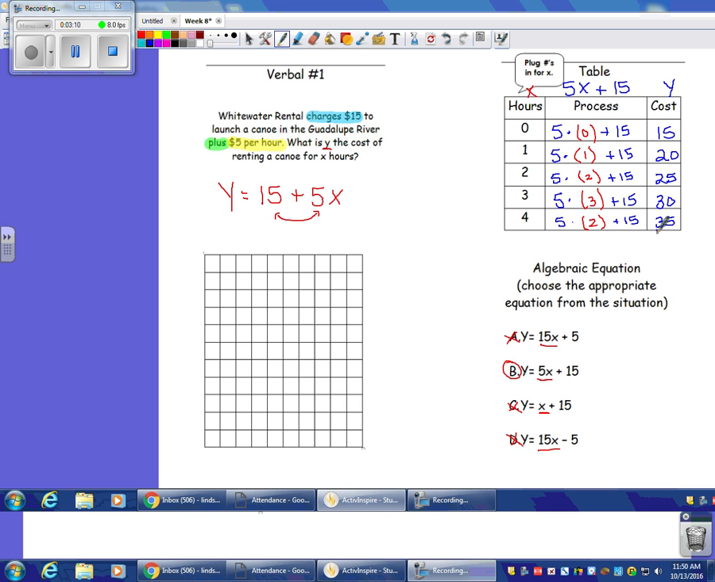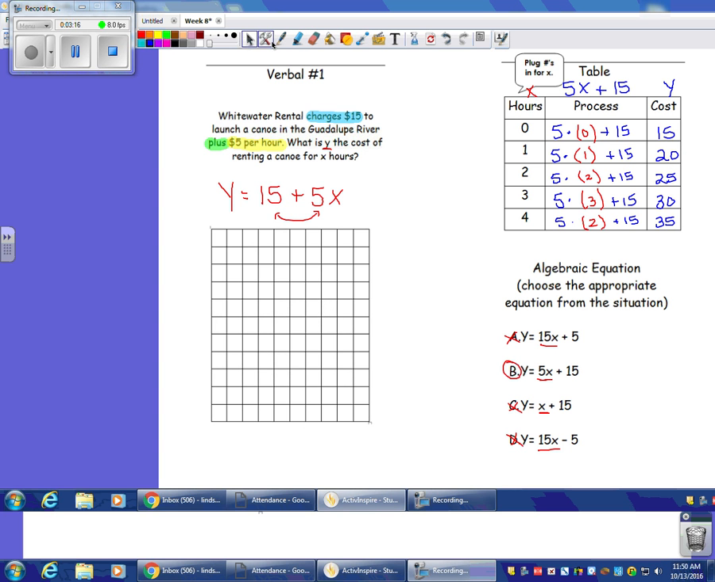Now off to the side, we are going to actually graph this. It already has the hours labeled at the bottom. So if hours is on the bottom, then the cost would be on the side, and I'm just going to write the $ sign. Now we need a label. For hours, I'm going to count by ones: 0, 1, 2, 3, 4, 5. You can keep going on, but I'm going to stop at 5.